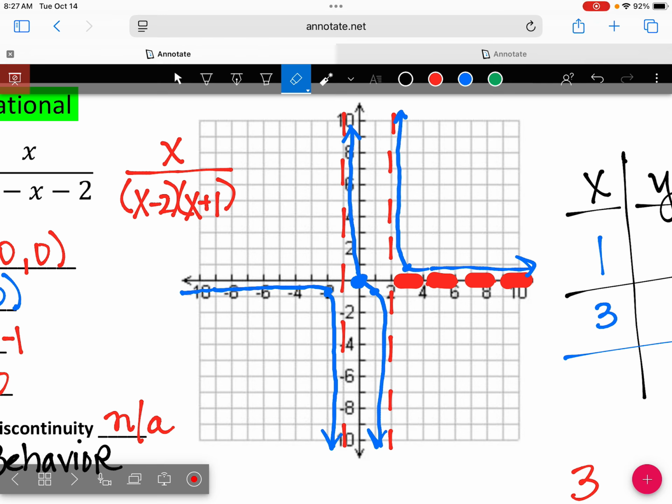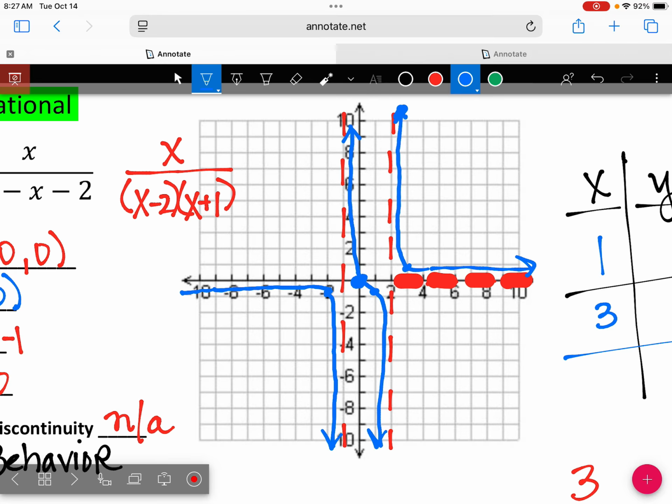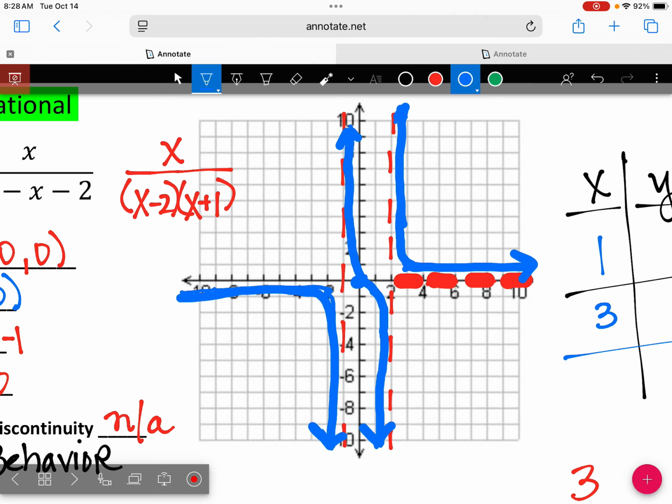So you can kind of see what this graph is looking like. I'm going to just trace it so you can see. It's 3 pieces. Bottom heavy is the one that requires the most amount of work. All right, any questions?